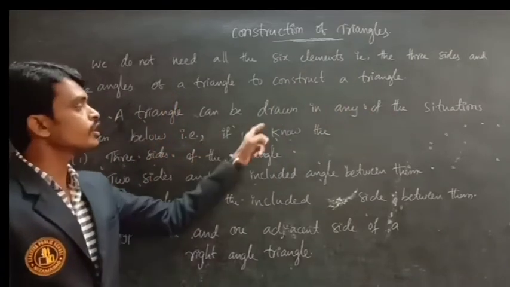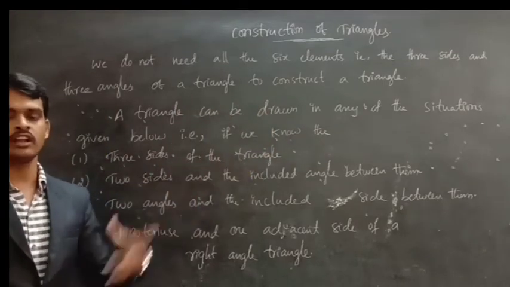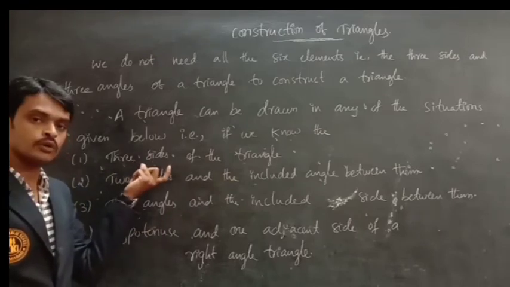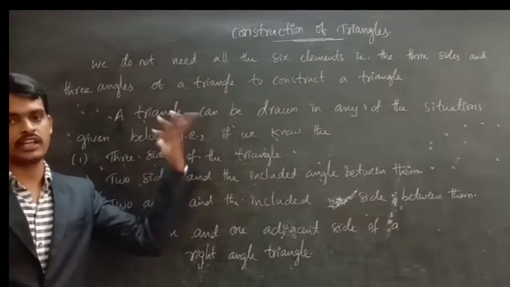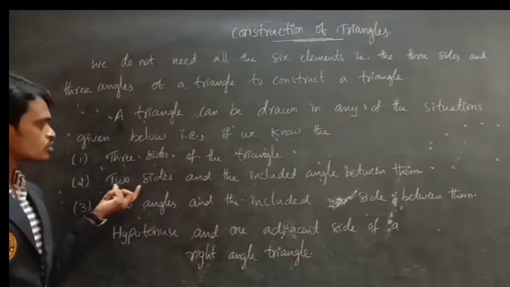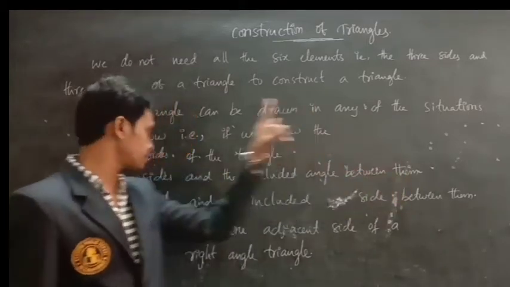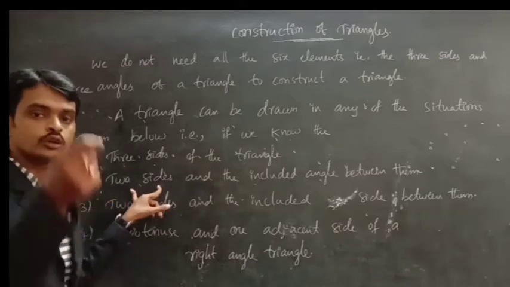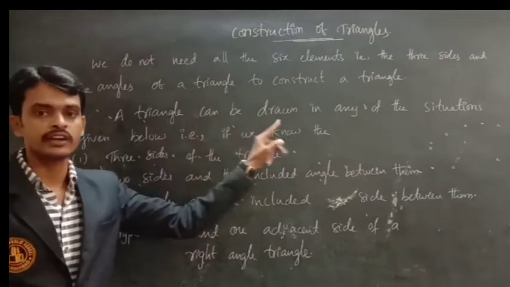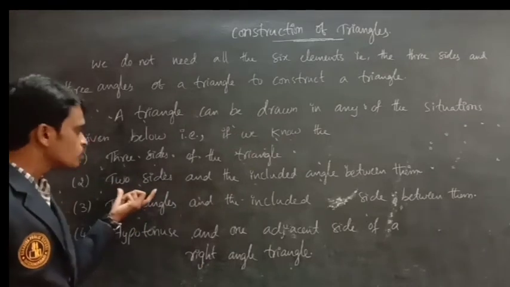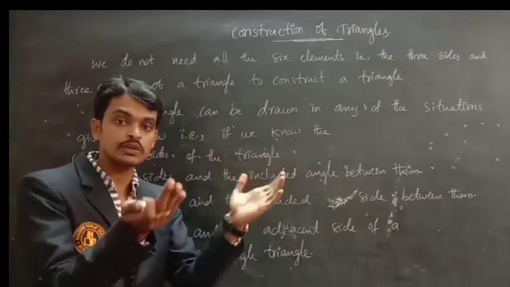If we know the 3 sides of a triangle, then we can draw a triangle. And if we know 2 sides and the included angle between them, we can construct a triangle. So here, 2 sides and the included angle. Included angle means the angle between them.